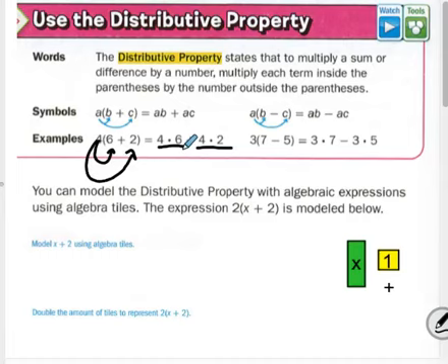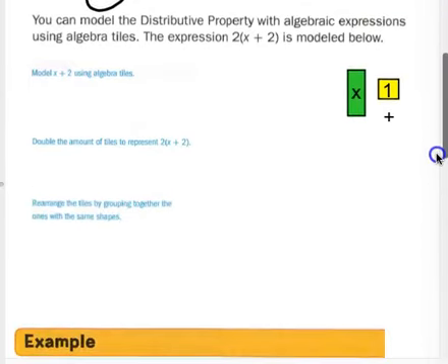Okay, so one of the really cool tools we have that we can use here are called algebra tiles, and we'll use these in class. But if you take a look here, I'll show you how these algebra tiles kind of work. So it says you can model the distributive property with algebraic expressions using algebra tiles. The expression 2 times x plus 2 is modeled below. So each one of these green guys represents an x. Each one of the yellow ones represents a 1. So we're going to represent x plus 2.